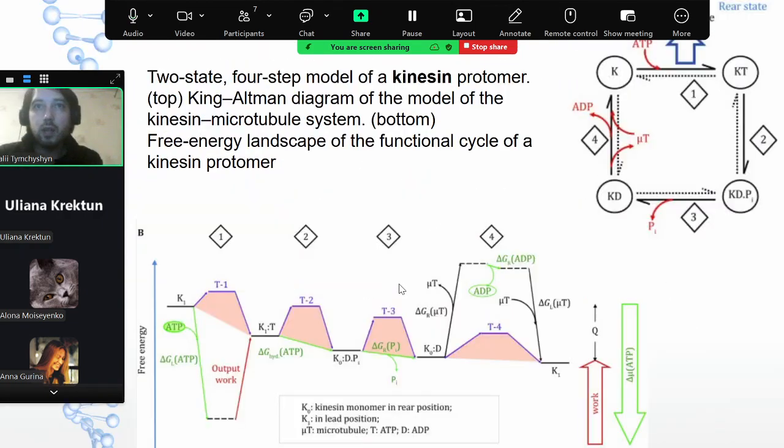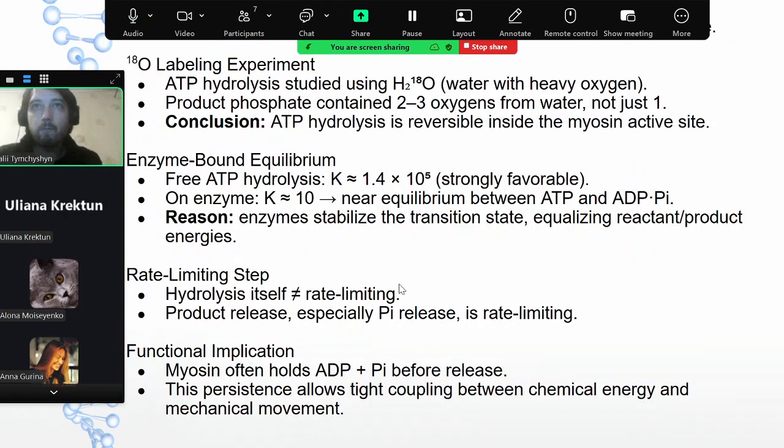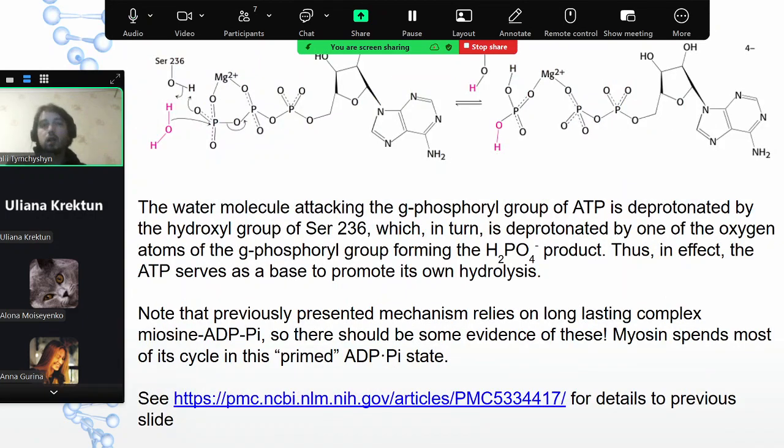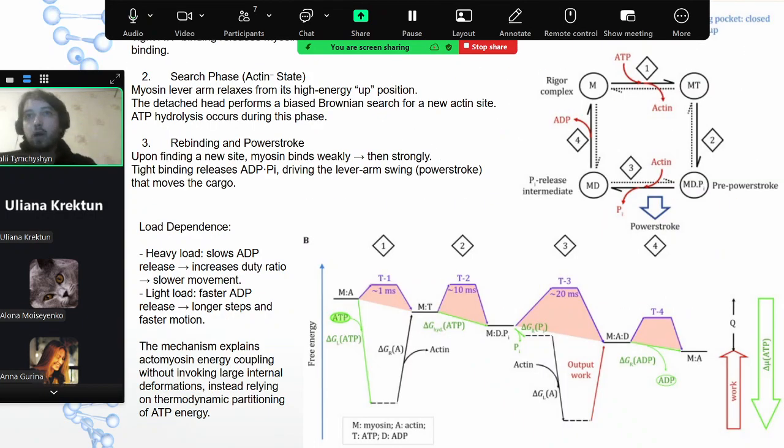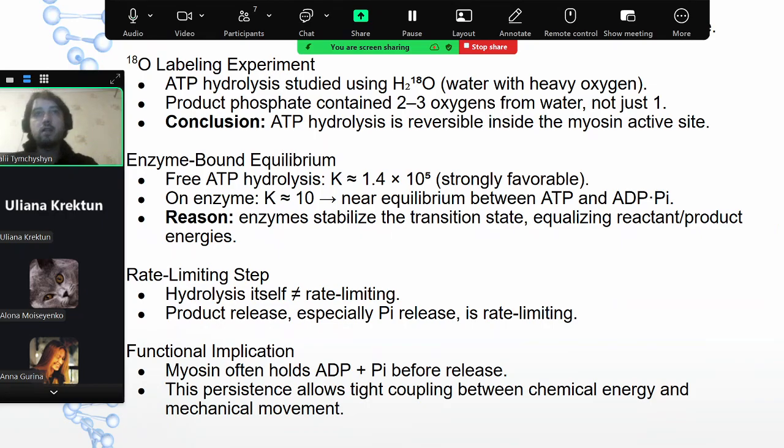And I will spend just a few more minutes. So okay, now we know that the molecule is spending a lot of time in this state where it is bound to the ADP and to the inorganic phosphate. And the interesting thing is that you can prove that.